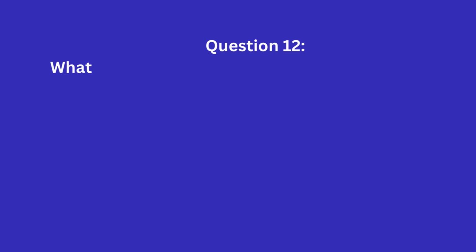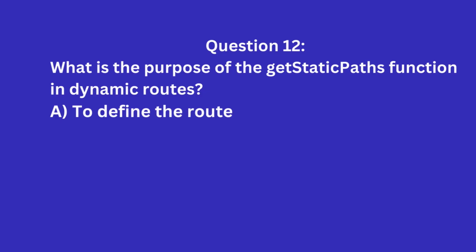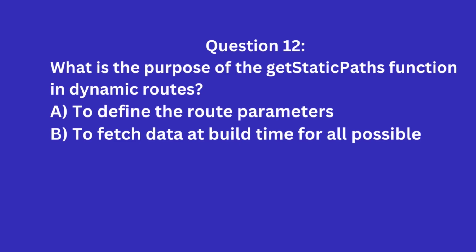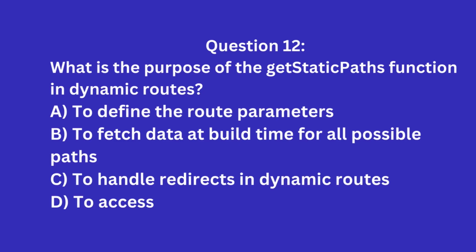Question 12. What is the purpose of the getStaticPaths function in dynamic routes? A. To define the route parameters. B. To fetch data at build time for all possible paths. C. To handle redirects in dynamic routes. D. To access the raw request object.